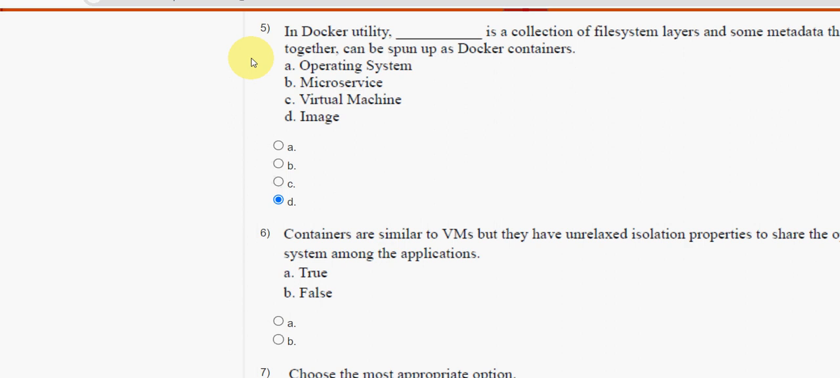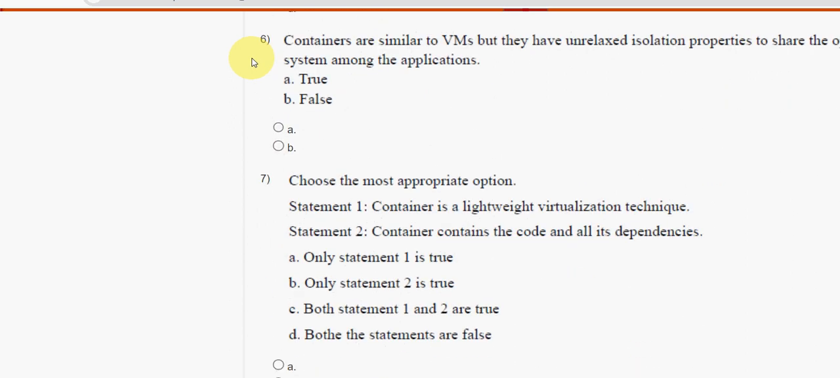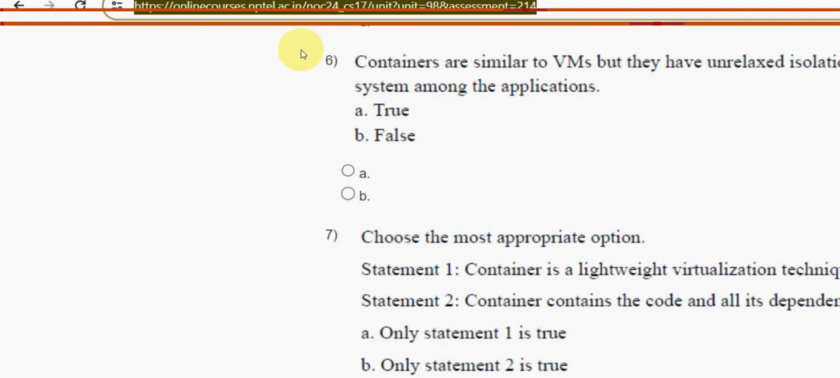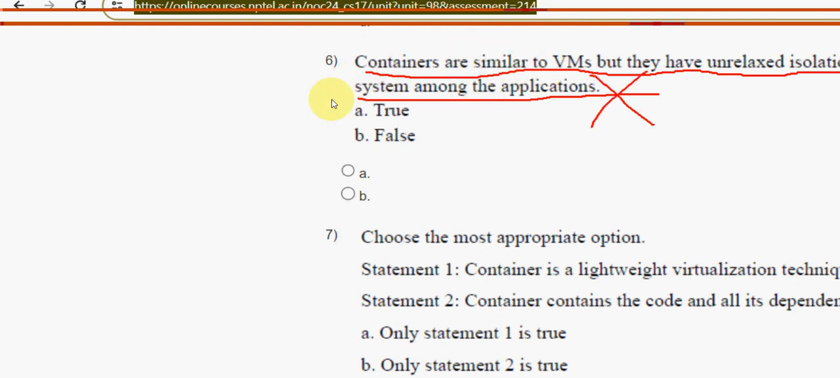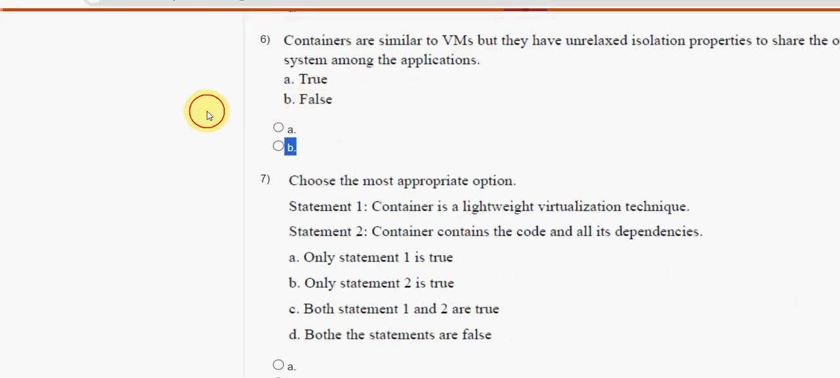Next, sixth one, guys. Sixth question. Containers are similar to VMs, but they have relaxed isolation properties to share the operating system among the applications. So for the sixth question, the statement is absolutely false, guys. So the answer is option B, false. So mark option B as the correct answer for the sixth question.